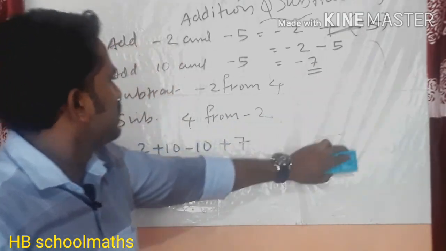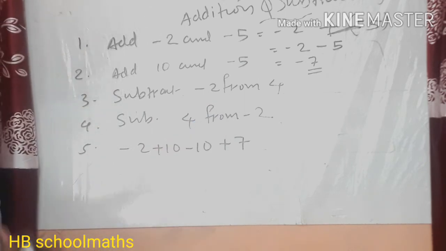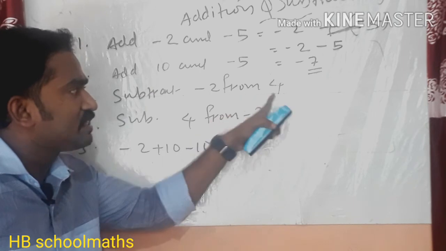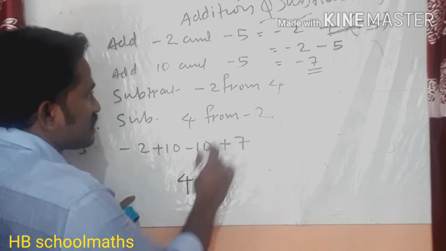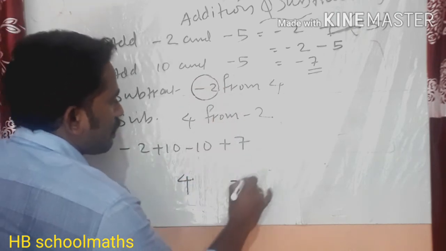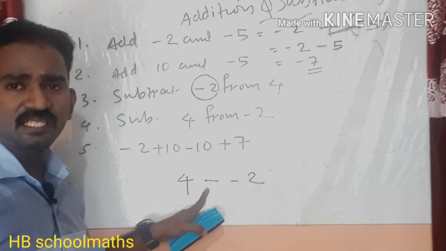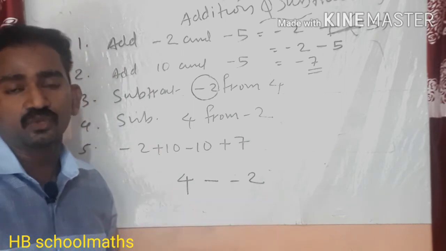Okay, next question is subtract -2 from 4. After the word from, which number is there? That 4. That you must write first. So 4 you write first, and next which number to subtract? -2, subtract. Why this one more minus sign? Most of them will avoid this minus sign only. You will write 4 minus 2 and the answer 2.